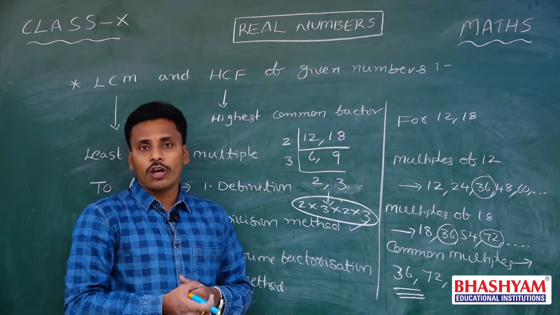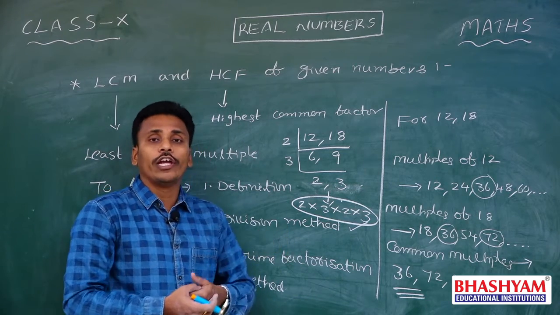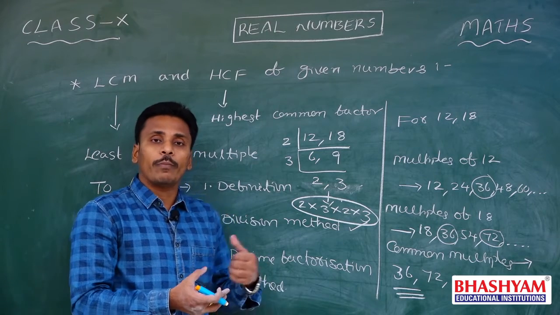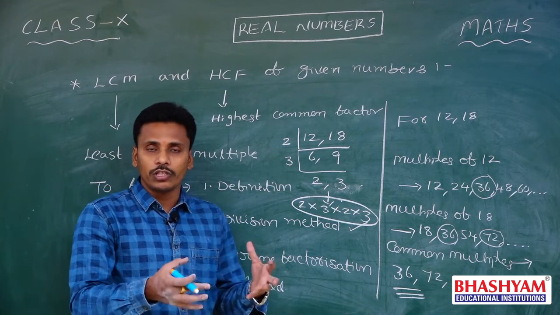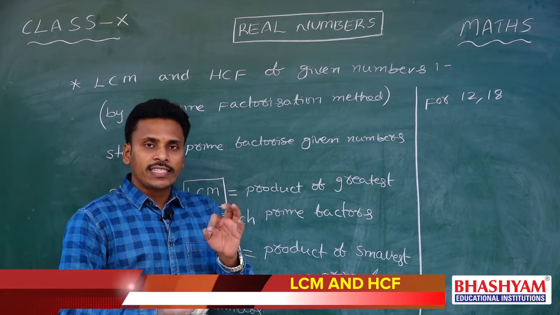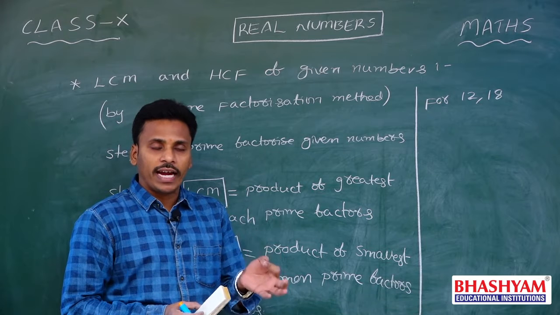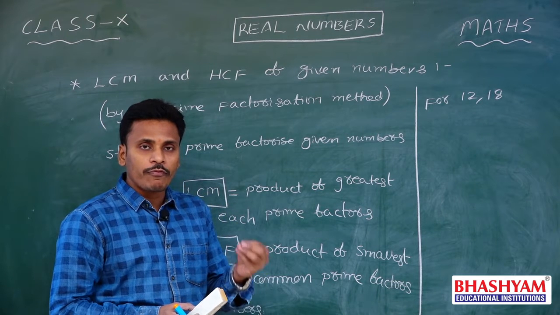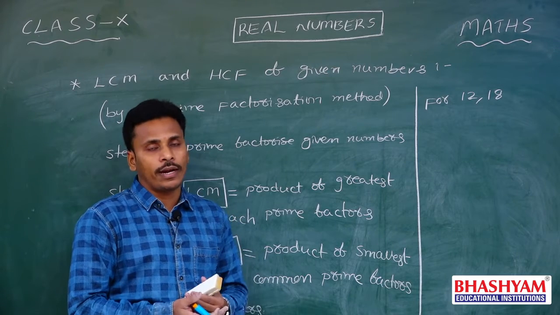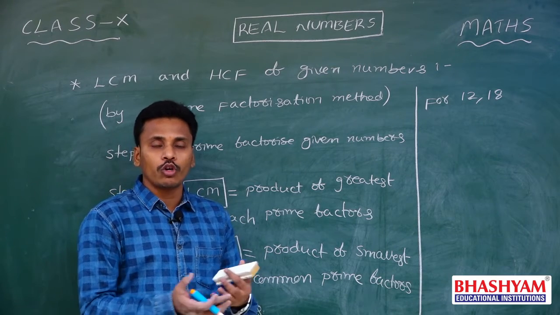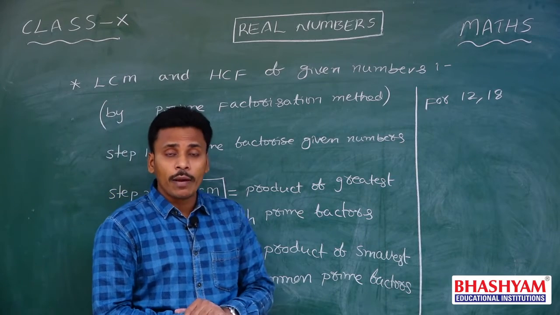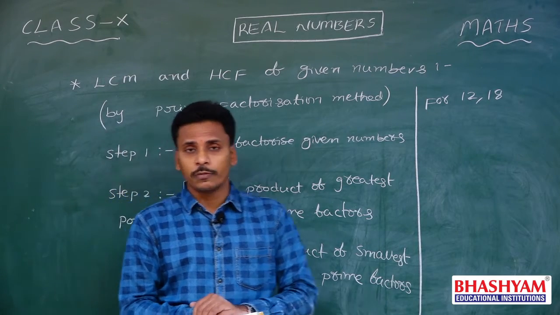Next, we are going to find the LCM and HCF for the given numbers by the prime factorization method, or by using the fundamental theorem of arithmetic. Using the prime factorization method is nothing but using the statement of the fundamental theorem of arithmetic, because both are similar. Now, how do we find the LCM and HCF for the given numbers using this method?